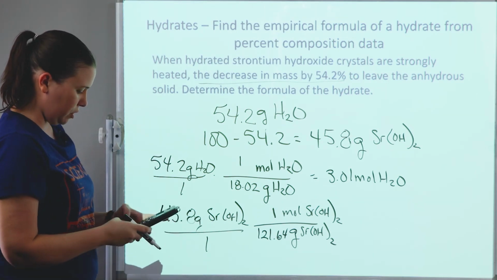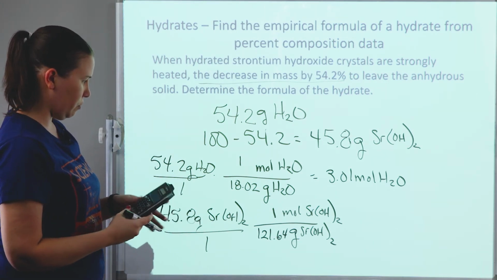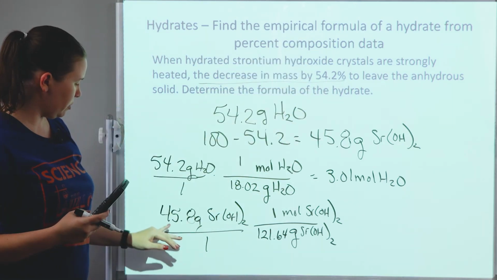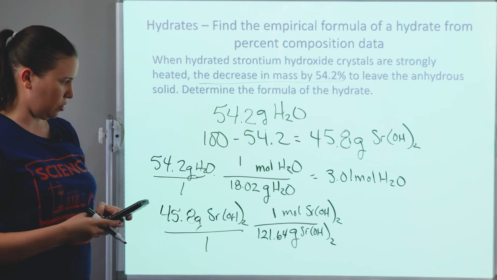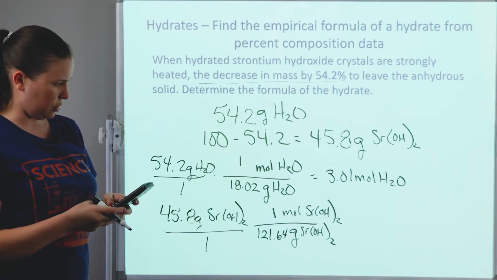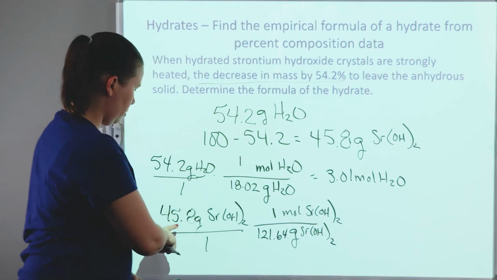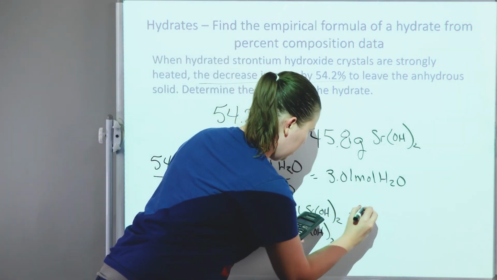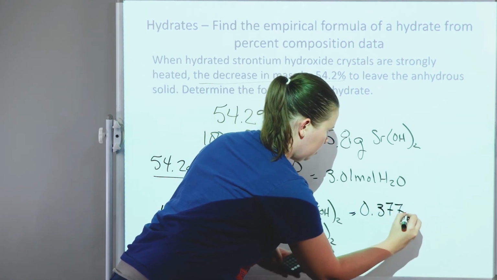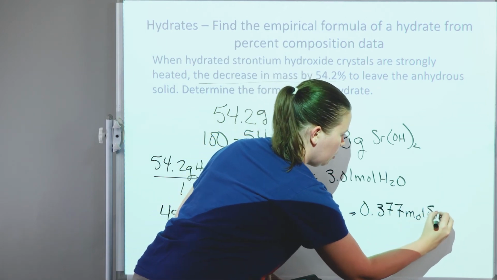So now I'm going to take my 45.8 grams, which remember was the complement of what would be left at constant mass. So 45.8 grams of my anhydrate, and divide that by the molar mass of the anhydrate, 121.64. And to 3 sig figs, I get 0.377 moles of the Sr(OH)2.